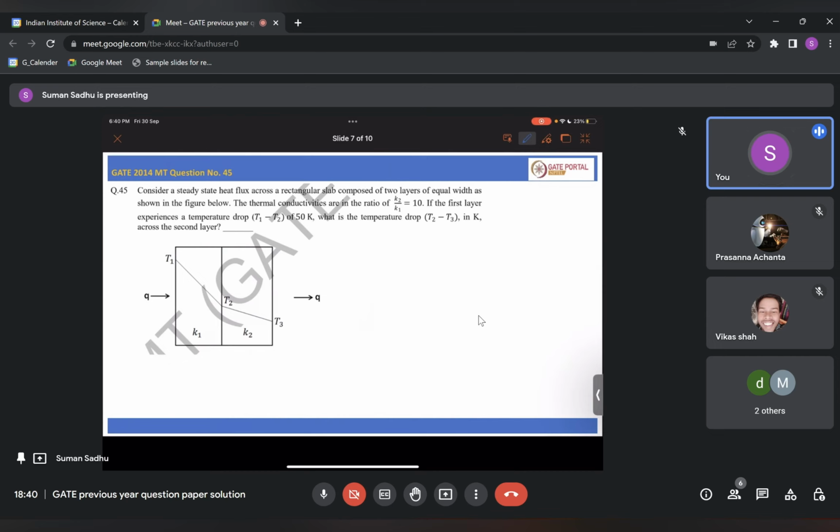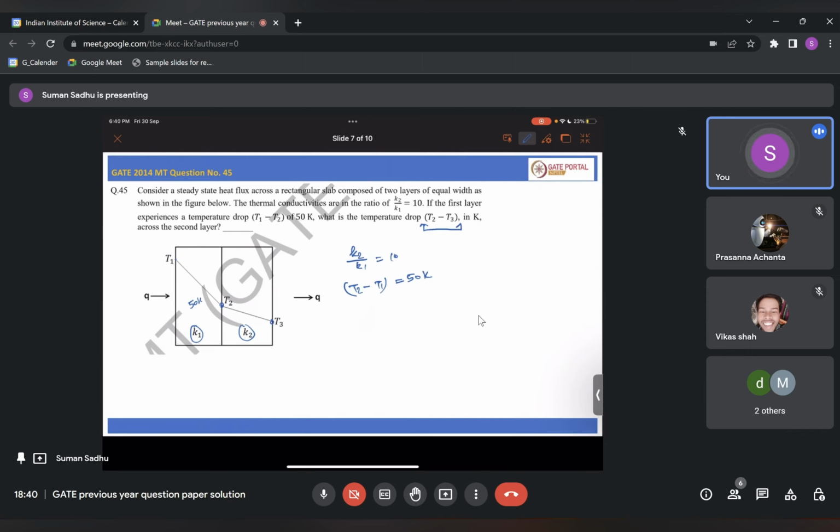So this T1 minus T2 is given, it is 50 Kelvin, and the ratio K2 by K1 is also given, this is 10. So what you have to find out is the temperature drop on this side, that is the difference between T2 and T3 in Kelvin.